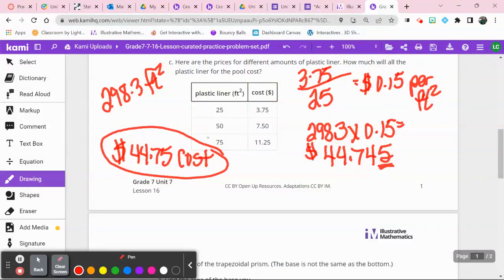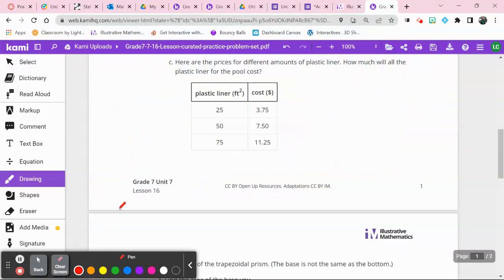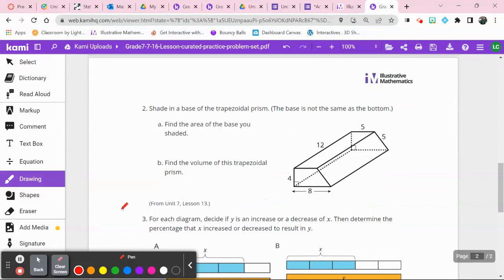Pause if you need to. I'm moving on. I'm going to clear the screen. All right. Shading the base of the trapezoid prism. This is your base. I did this end so I could use the other. So make sure you have it shaded in your book. I do not care about you shading it on Formative. All right. Find the area of the base you shaded.